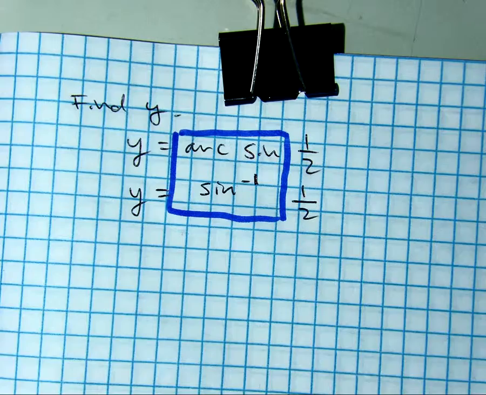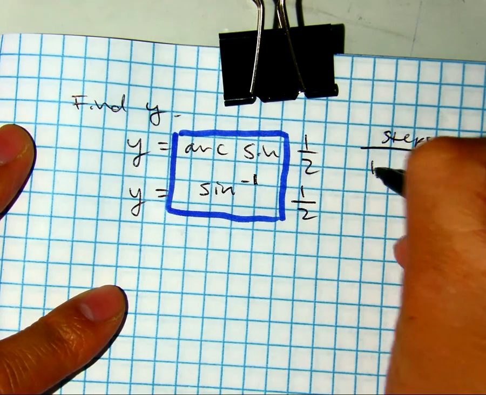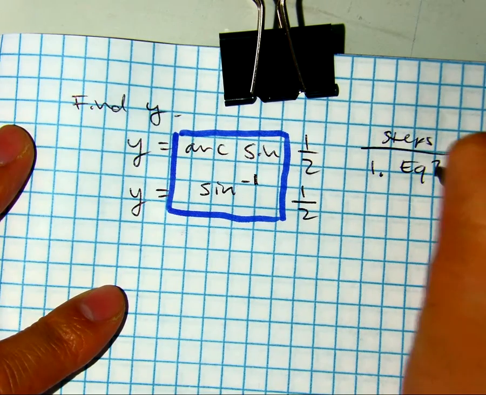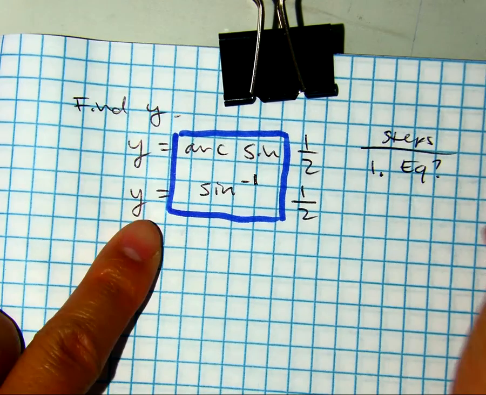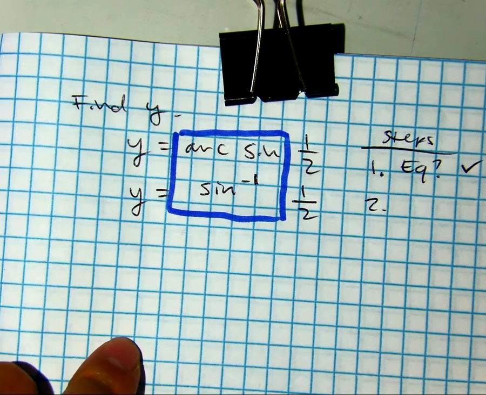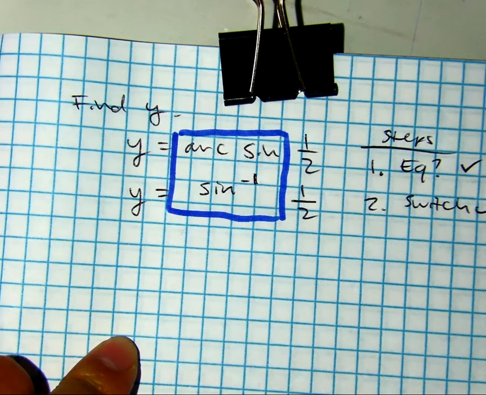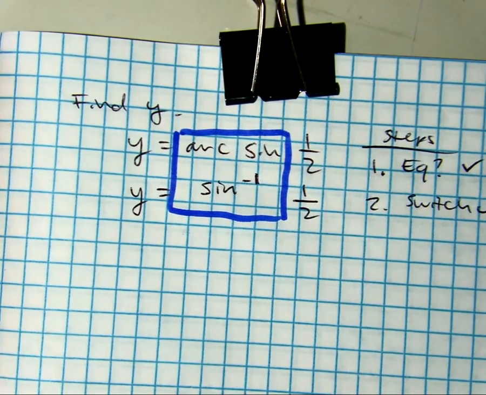Let's go through the steps. What's the first step? Class, we have an equation. Yes, it's right there. Number 2, what's the next step? Let's switch them. Go ahead and circle what we're going to switch.